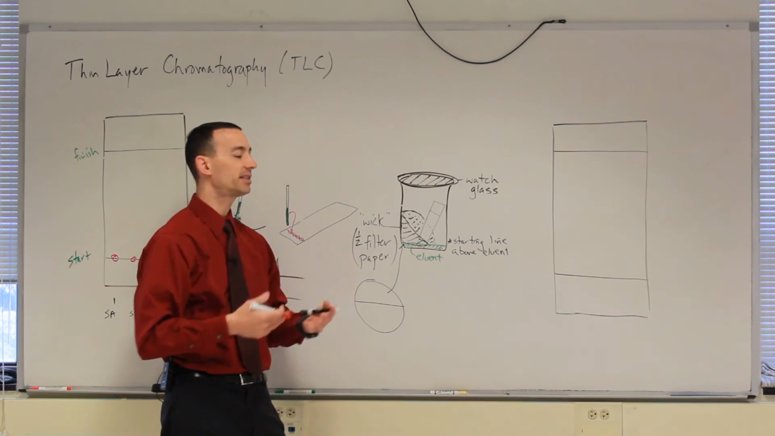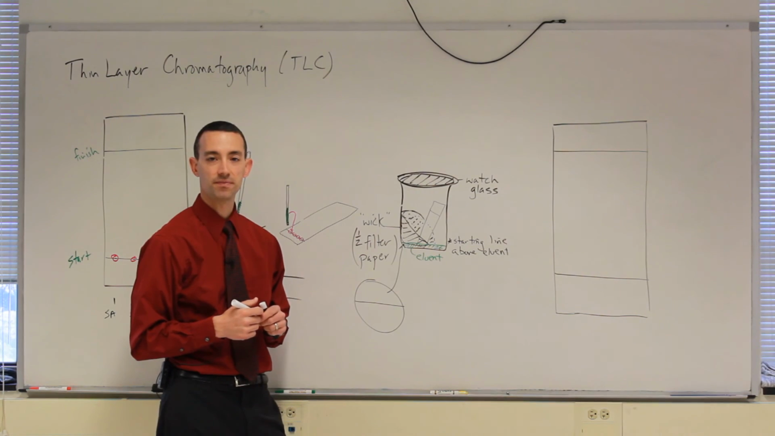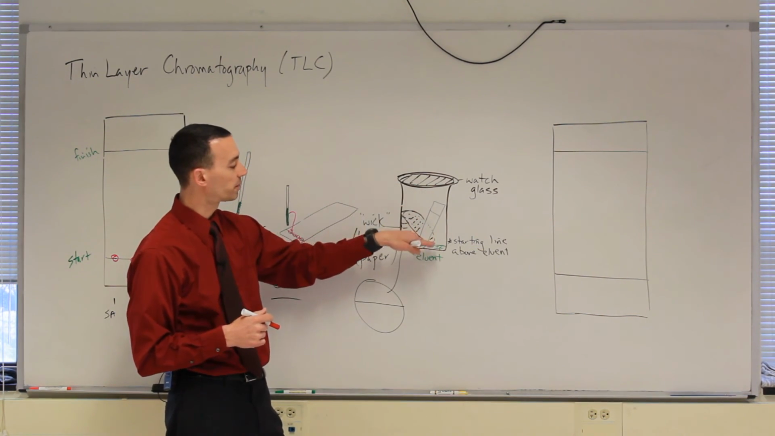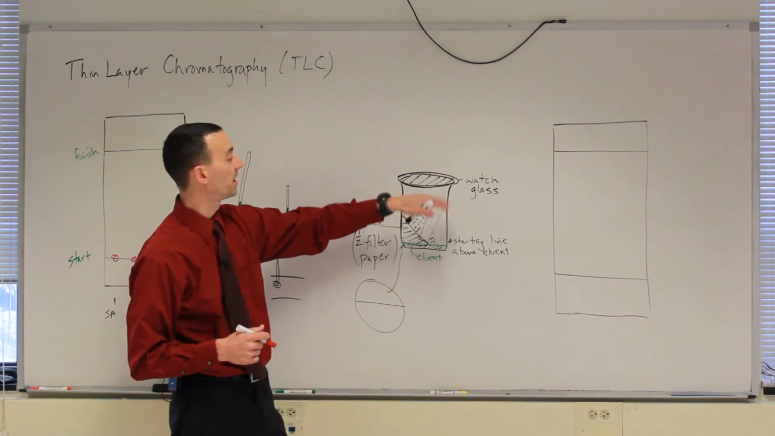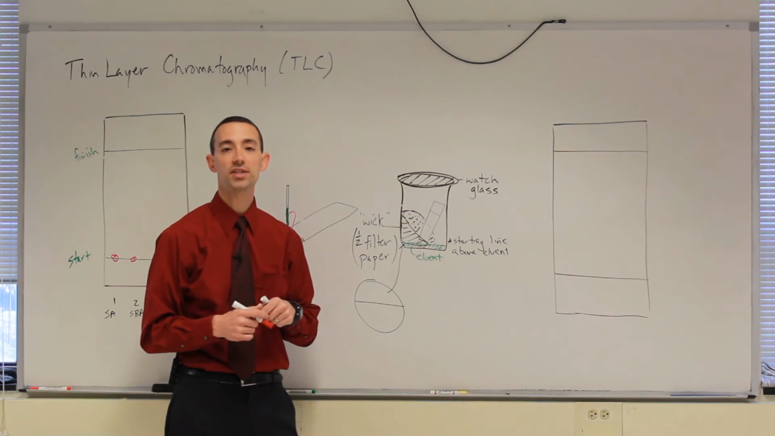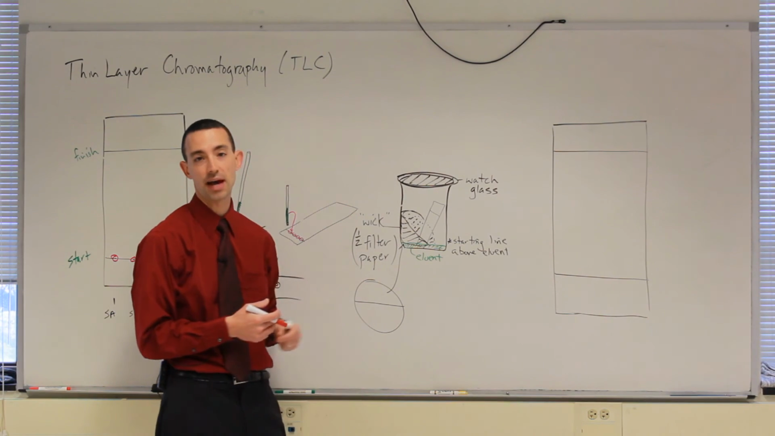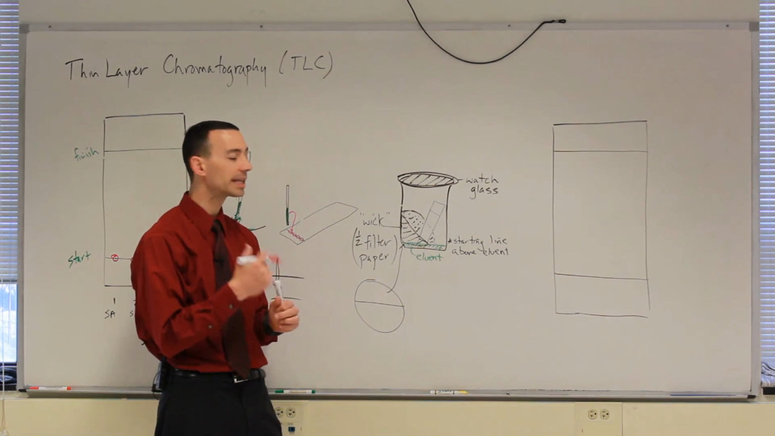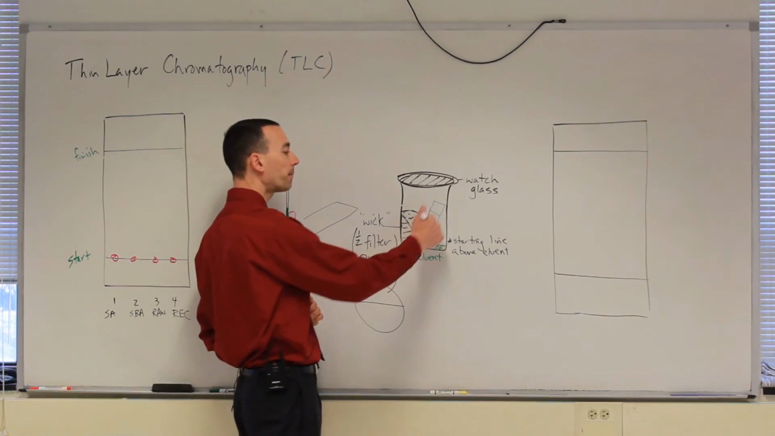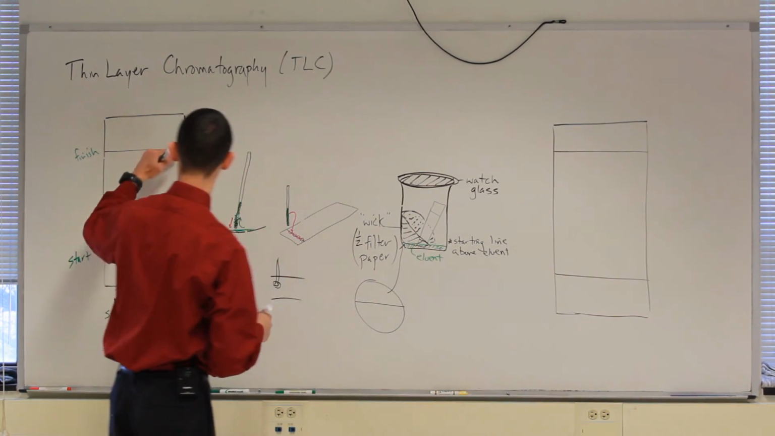Okay? This just makes the experiment go a little bit faster. So you put your eluent in, you add your wick, then you add your plate, and you want to top it all off with a watch glass, again, to prevent as much evaporation as possible. You allow the solvent to run up the plate until you reach your finish line.